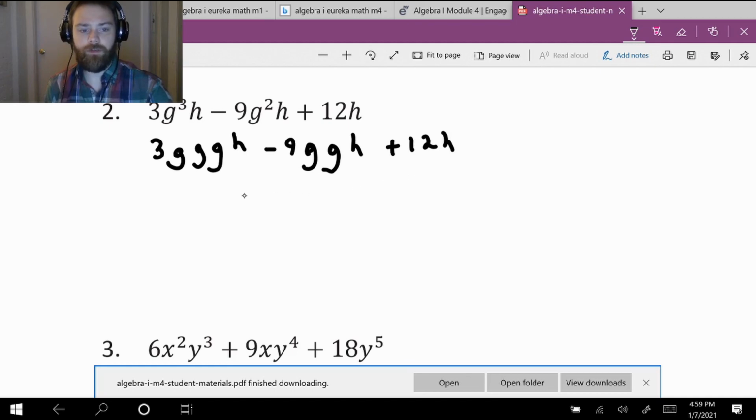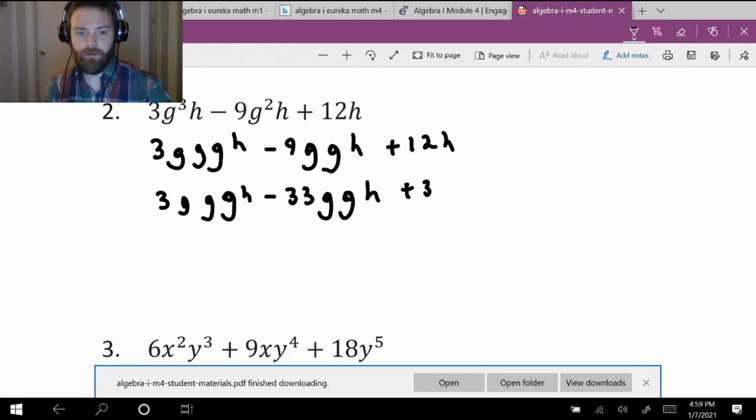Every single number is divisible by 3. So I'm actually going to split these into their factored form based on factoring them by 3. So 9 is divisible by 3, it's 3 times 3. And then over here, 12 is divisible by 3, and that gives me 3 times 4. So this is not 33, it's multiplication, so make sure you understand that. And then h is left.